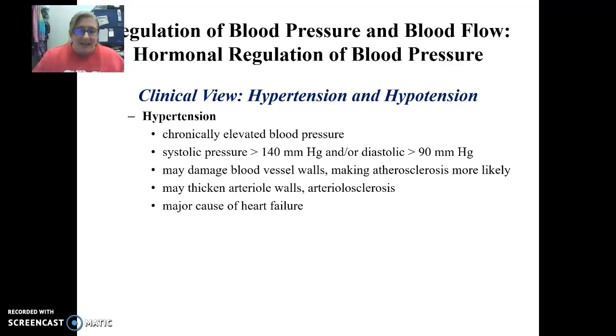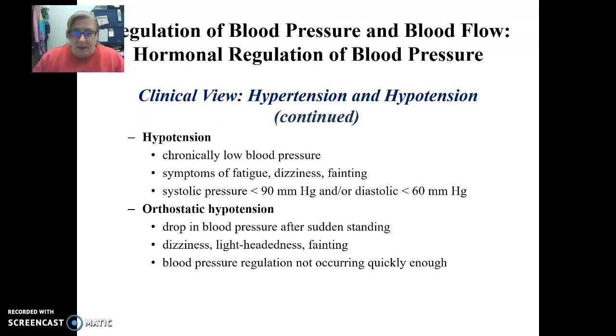Atherosclerosis, where you have the thickening of the arterial walls because you have plaque buildup on those arterial walls. That can cause your blood pressure to get too high, and then too high of blood pressure can actually do damage to the walls of the vessels. Hypotension is low blood pressure, typically below 90 systolic or below 60 diastolic. And it's usually not as problematic.